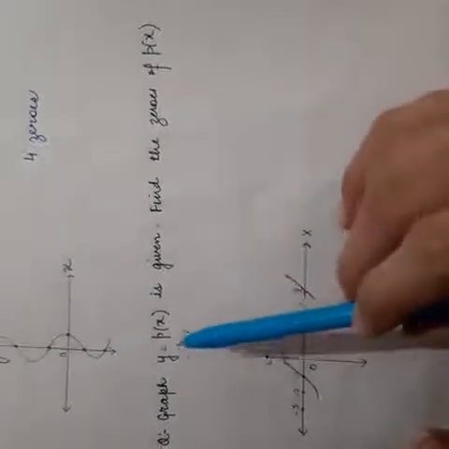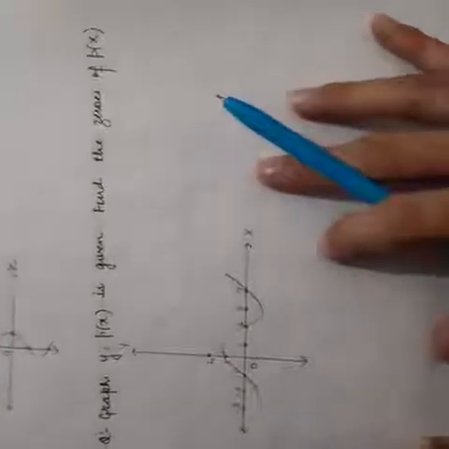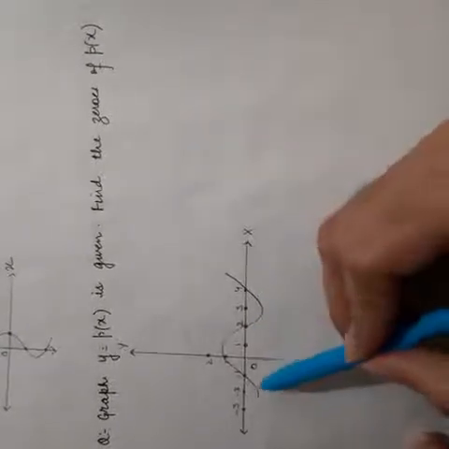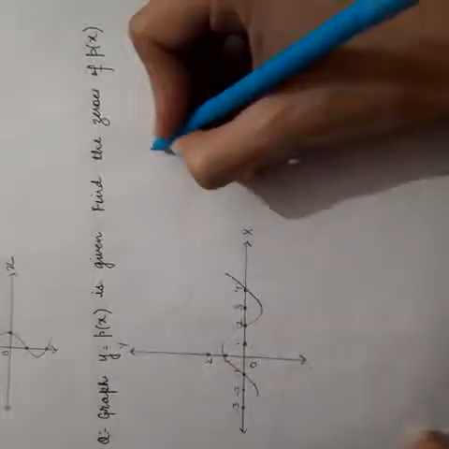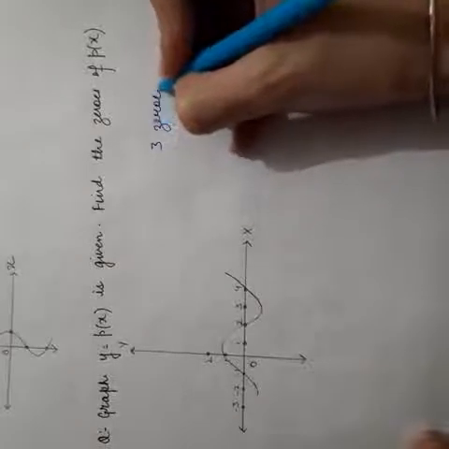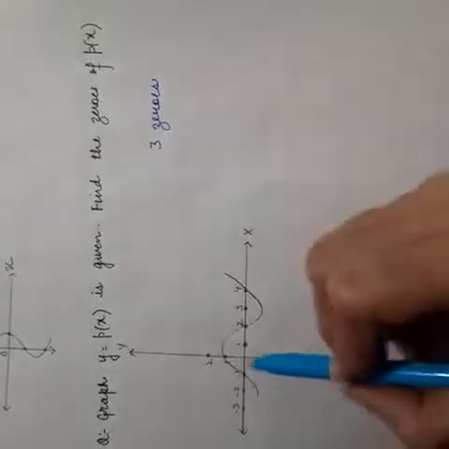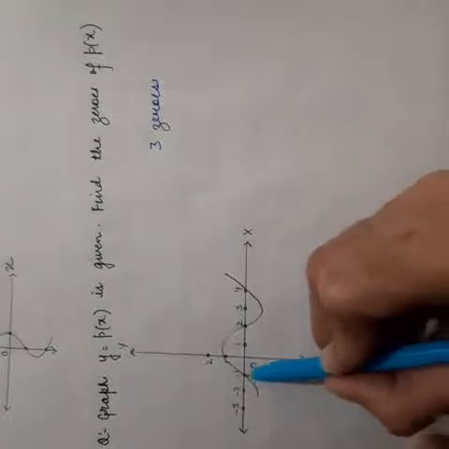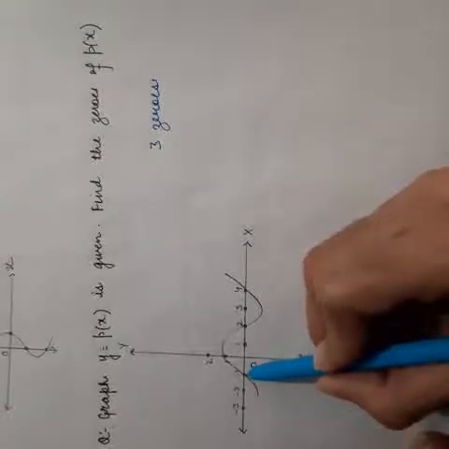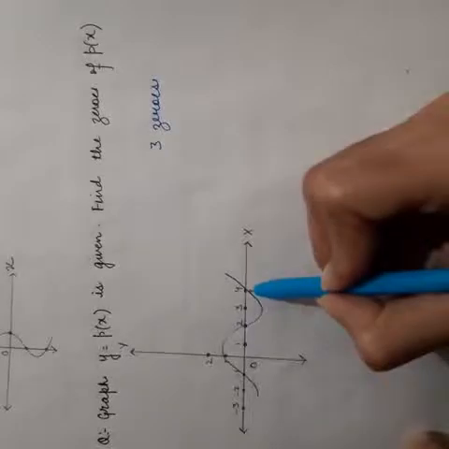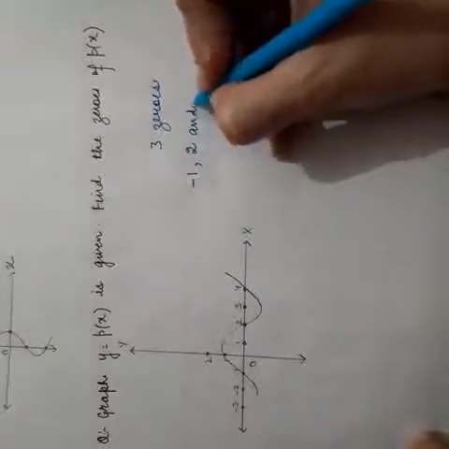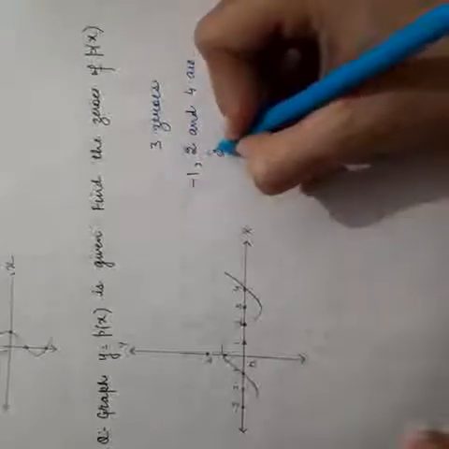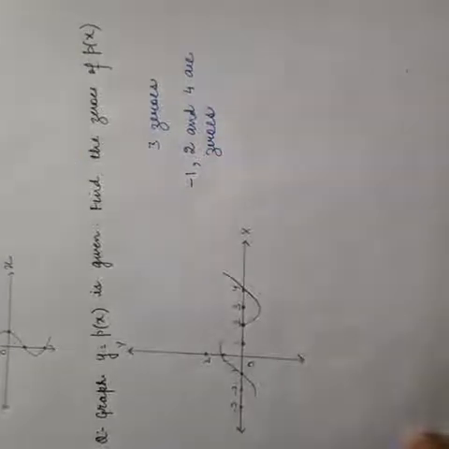Just see the next question. The graph y is equal to p(x) is given. Find the zeros of the polynomial. Now in this question you have to find the zeros. Just see, this curve cuts the x-axis at 3 points. So definitely it is going to have 3 zeros. But what are the zeros? We need to find the values also. Just see, the curve cuts the x-axis at -1, 2 and 4. So -1, 2 and 4 are the zeros of this polynomial.